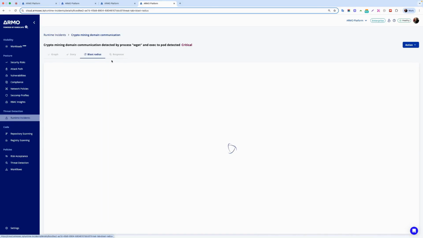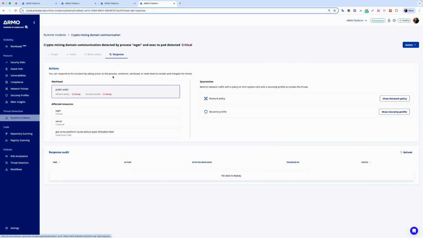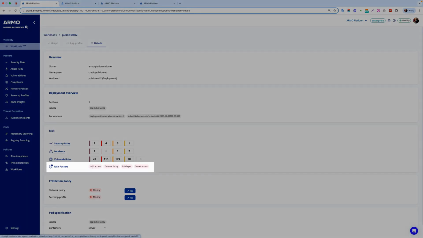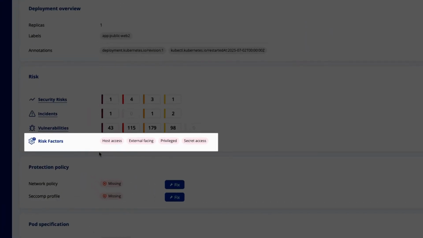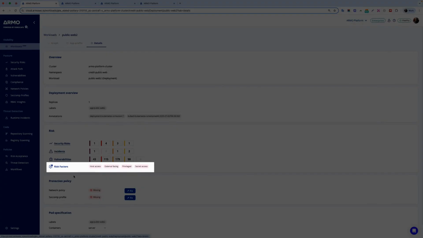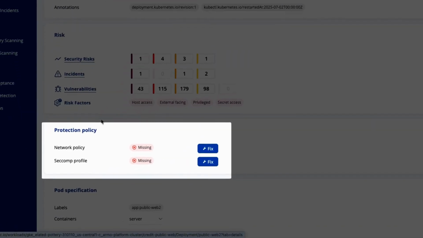It's important to note that not all workloads are equally exposed to the internet. Those running with elevated privileges or lacking isolated control pose a significant threat. Identifying and scoring these risk factors helps teams focus on the most critical workloads. Protection policies like network policies and seccomp profiles come into play here. These are your in-cluster security measures.